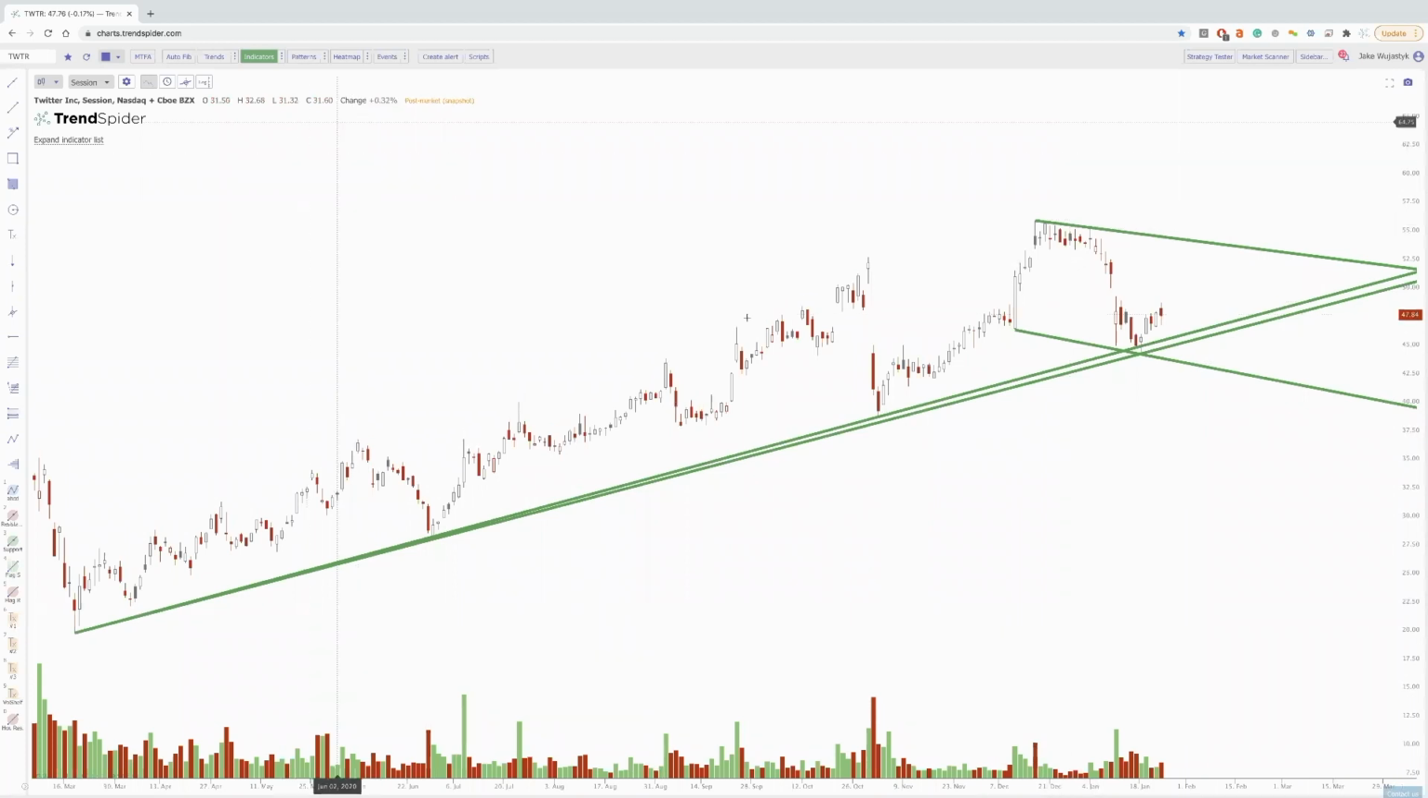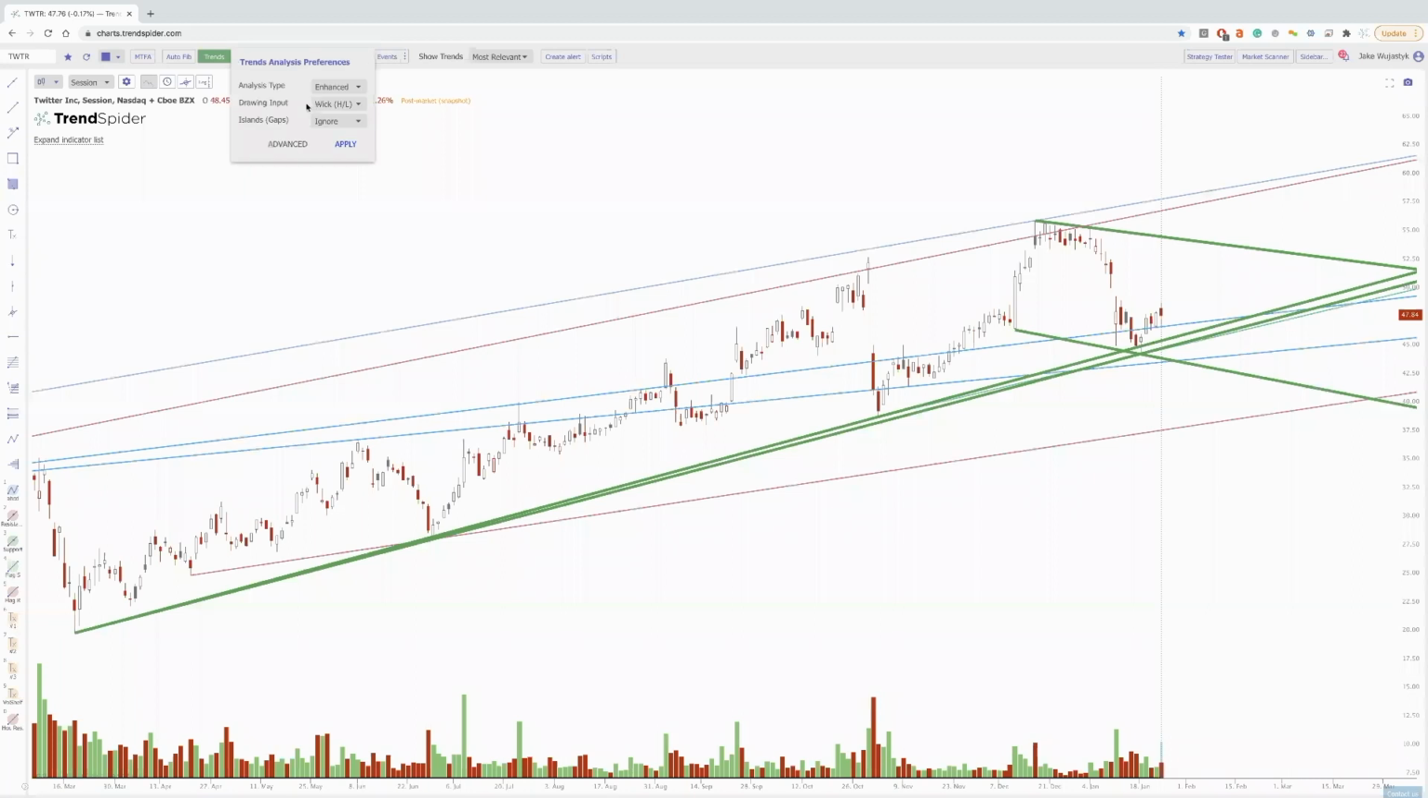So that is how you can use the auto trends, but you can also change this. Let's say that you wanted to do body to body instead of wick to wick on your trend lines.